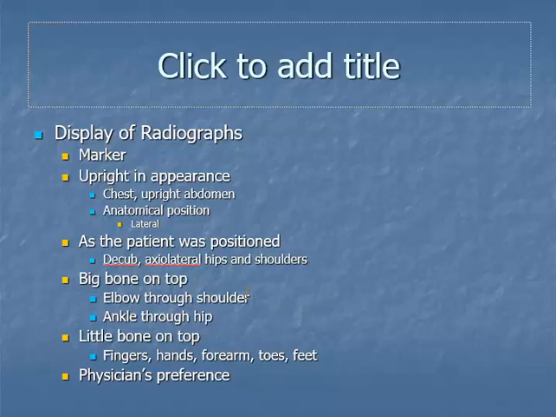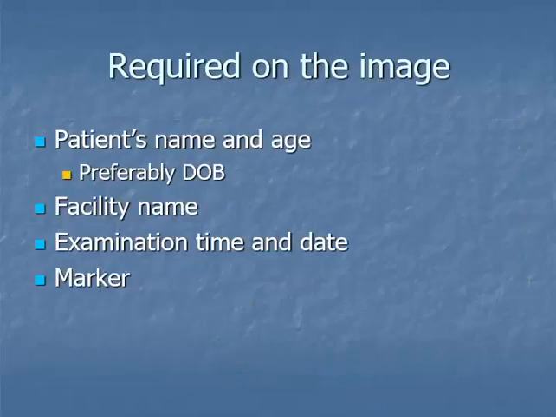For a lot of your extremity work, we're going to look at the big bone on top. So from the elbow through the shoulder, we're going to look at the big bone on top, the ankle through the hip, big bone on top, then a little bone on top for fingers, hand, forearm, toes, feet. Ankles not, that's back up to big bone on top. But regardless of what we cover here, your go-to is to make sure that you follow the physician's preference and hospital protocols. So what do we have to have on the image?